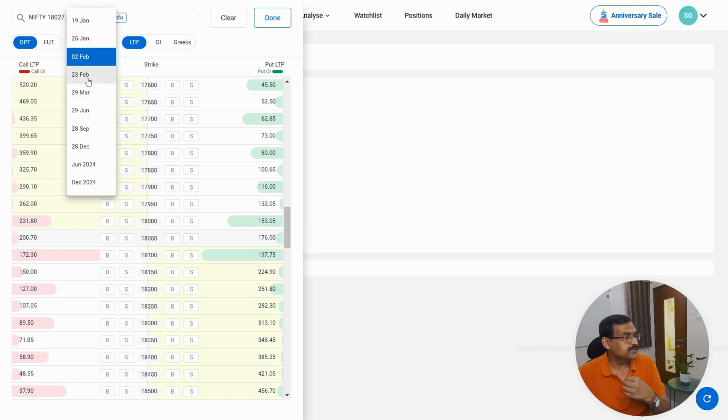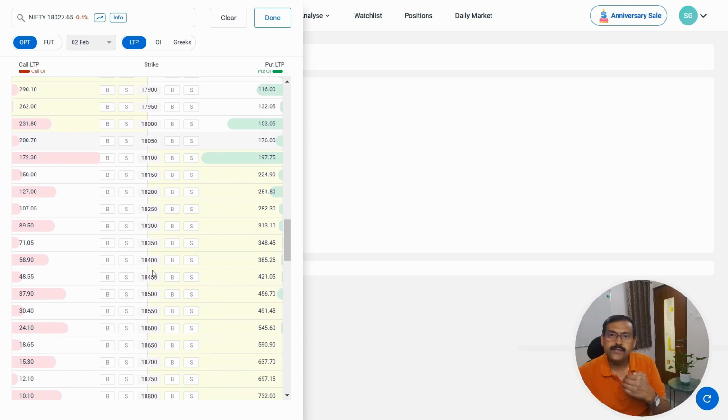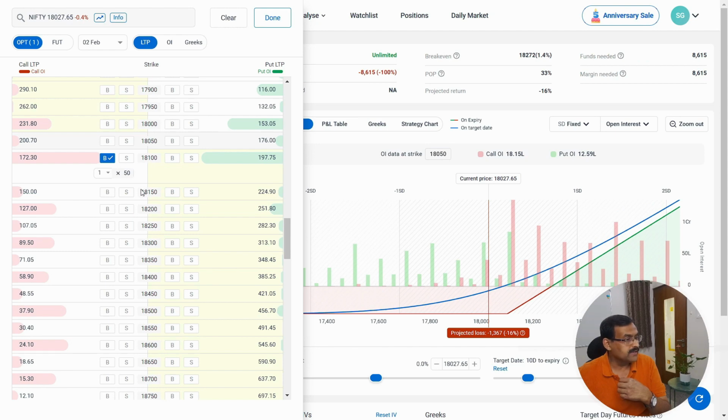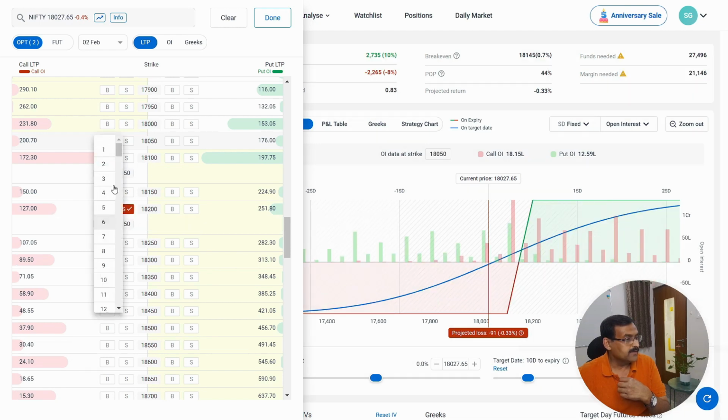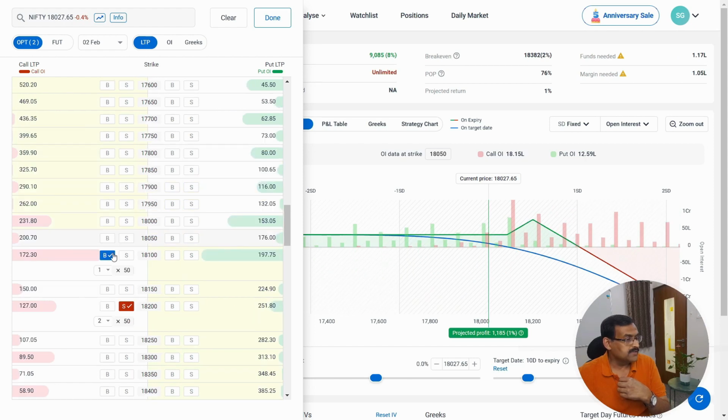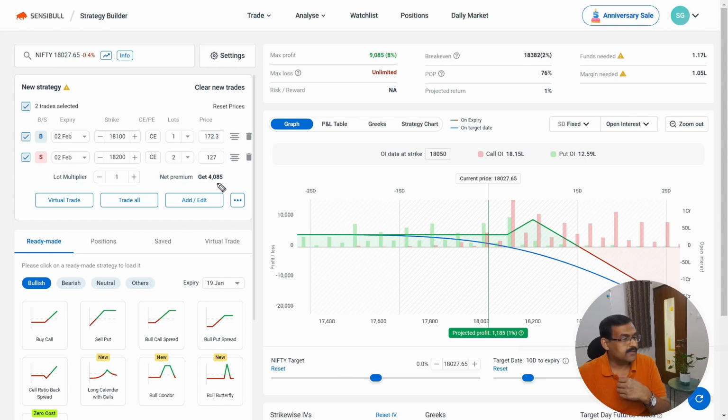So I'm going to choose the 2nd February option chain and then create a call credit spread. To create that, I'm buying one lot of 18,100 call option and selling two lots of 18,200 call option. So this is the 1:2 call ratio spread. You can see here the net premium received is 4,085 rupees for this ratio spread, and the breakeven on the upper side is 18,382. The call credit ratio spreads are created when the market is bearish.